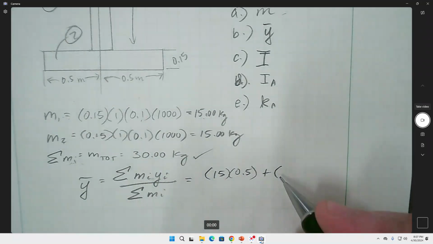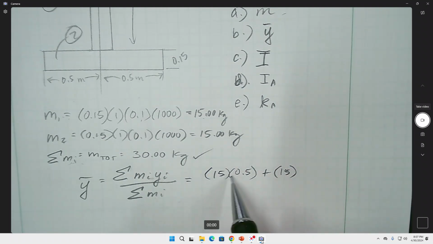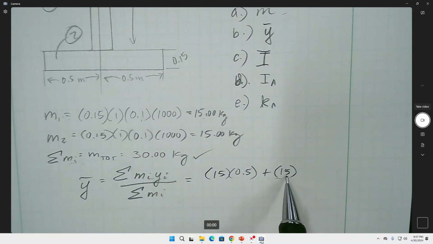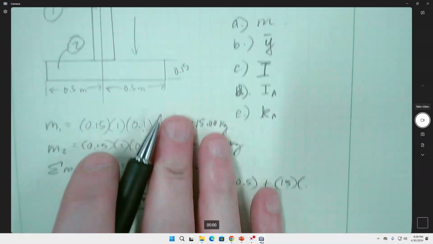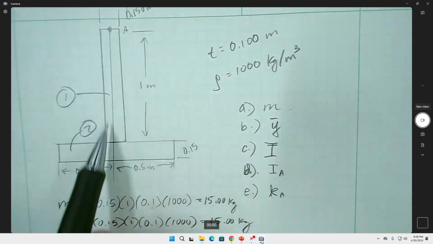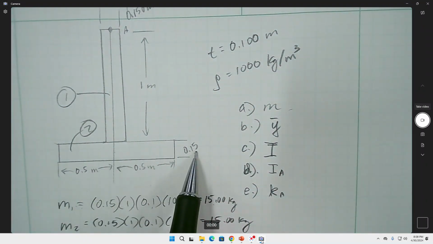And then, just for the simplification here, this is the same mass of the thing. But this is going to be M2 times Y2, and Y2 is just an itty bitty different change here. It's not going to be equal to 1. It's going to be 1 plus 0.15 divided by 2.